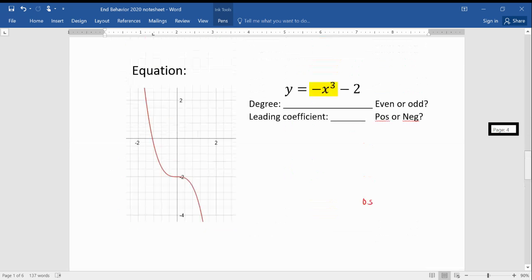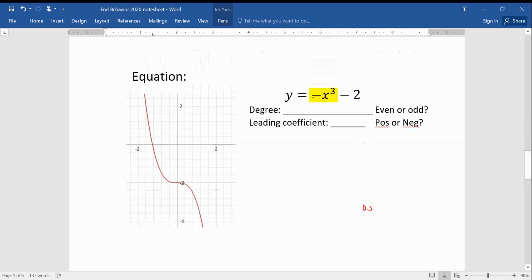All right, one more. I've seen three of the cases, and this is the last one. Okay, here we go. We've got an odd degree, and it's 3, so that's odd. And then we've got a -1 leading coefficient, so that is negative. So this is the last possible combination: it's odd, negative, all right?